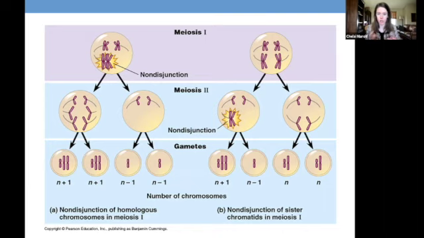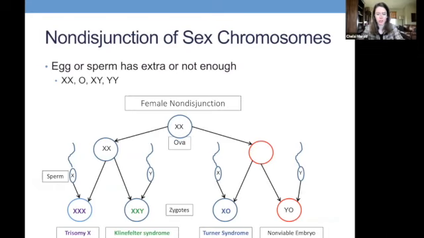Most of the conditions where we have non-disjunction events happening, the individuals that survive, it probably occurs within their sex chromosomes. And that's just because there is not as much genetic information on those chromosomes. They're not as big, so there's not as many genes in them. If this happens on like chromosome 1, 2, or 3, which are our biggest chromosomes, the individual is likely to not survive because there is too much genetic information, too many genes being messed up in that scenario.